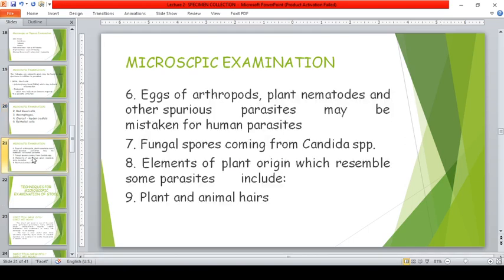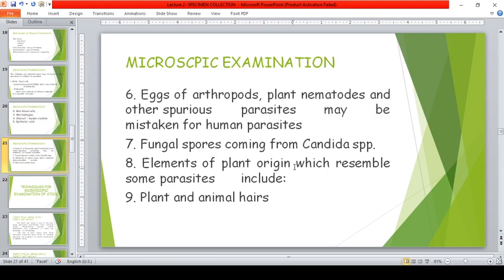Eggs of arthropods, plant nematodes, and other spurious parasites may be mistaken for human parasites also. Fungal spores coming from Candida species, as well as yeast and yeast-like fungi, may also be mistaken as parasites. So these are causes of interference in the examination.